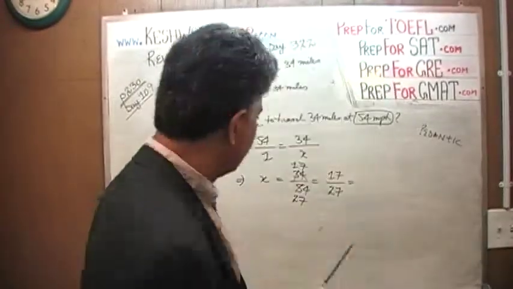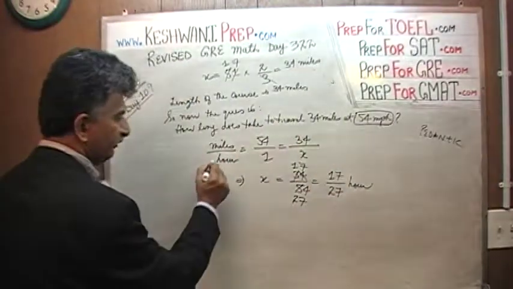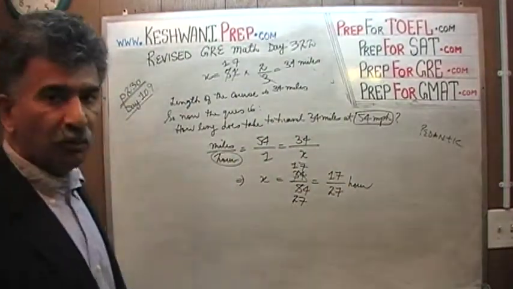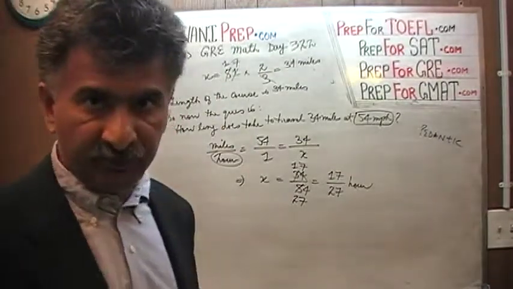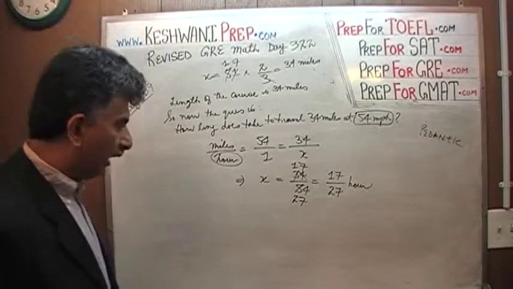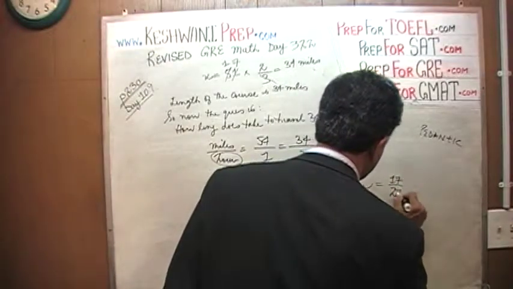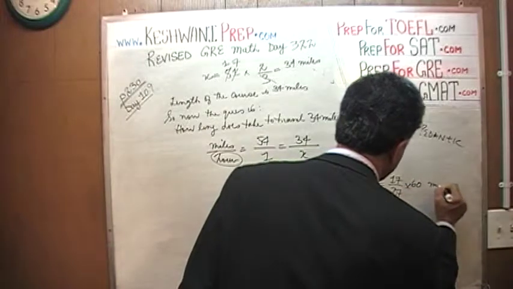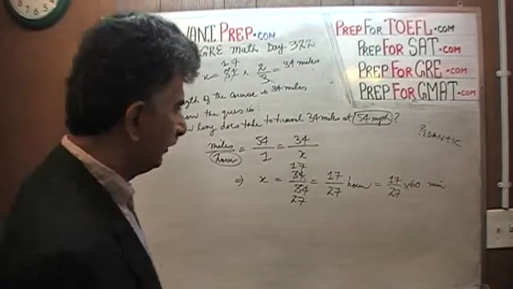This is hours. Remember, we set it up as an hour. The question is asking how many minutes does it take him. This is how many hours it is. So 17 over 24 hours equals 17 over 27 times 60 minutes. Obviously, because there are 60 minutes in an hour. That's it. We're almost done.